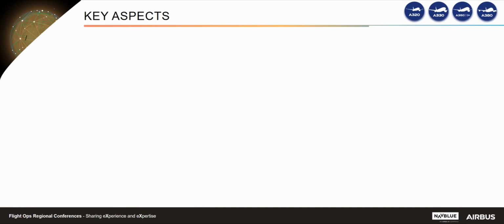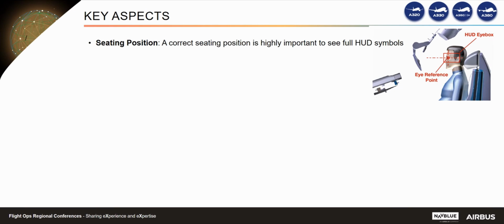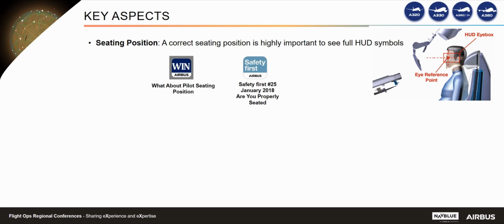As we have just seen, the HUD can be used in all flight phases. In order to avoid incorrect usage of the HUD, there are 4 key points to be considered during each flight phase. The sitting position is the first one. A correct sitting position is highly important to see the full HUD symbols. Indeed, the HUD symbols correspond to the field of view of the flight crew in addition to visual cues acquisition in marginal visibility conditions. For more information on the sitting position, you can find it in the Airbus FCTM as well as in the Safety First magazine issued in January 2018 and in the Airbus video What About Pilot Sitting Position.